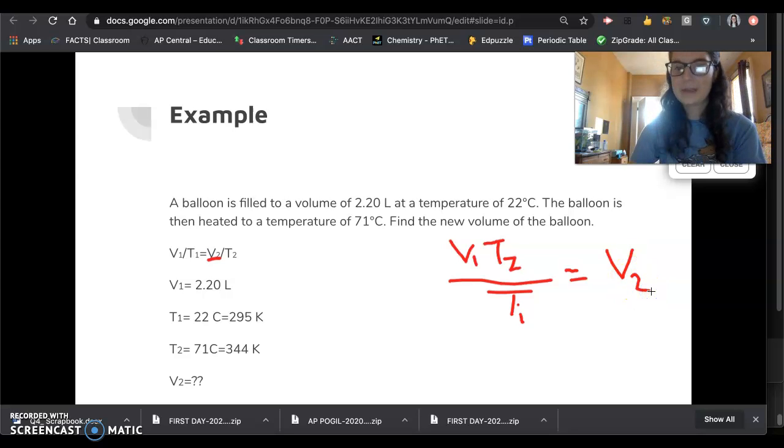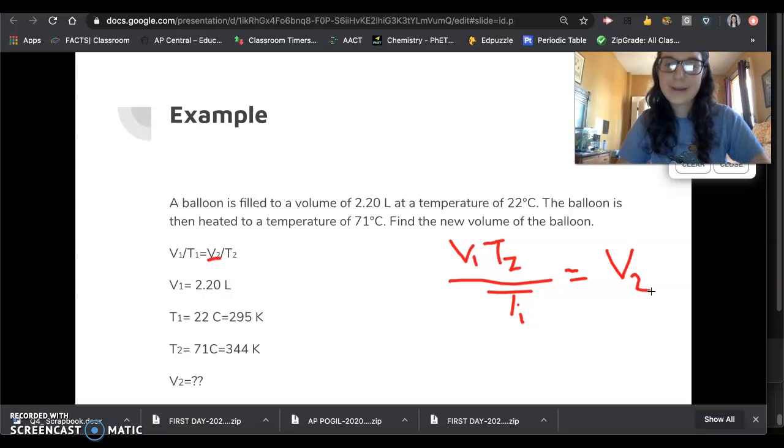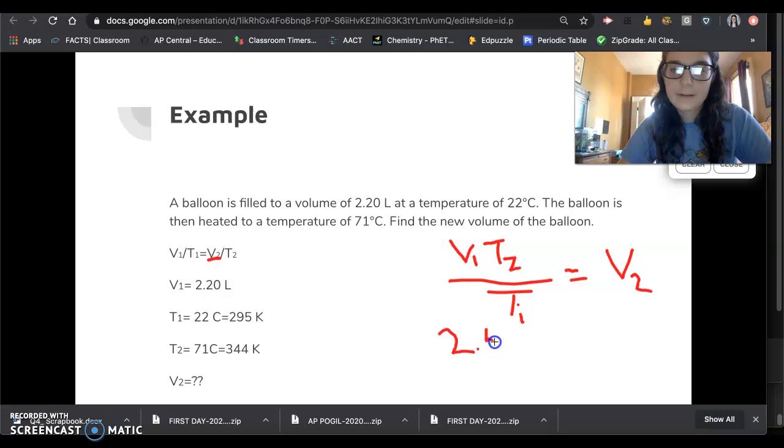And once again, we can plug and chug. You could also do a cross multiplication kind of thing. However you want to do math is fine as long as it's valid. I like to rearrange equations. So here I'm taking 2.2 liters, multiplying by my final temperature, T2, 344, always got to keep it in Kelvin, don't want it in Celsius, dividing by our initial temperature, which is 295 Kelvin, and I get an answer of 2.56 liters, because initially I'm given liters.